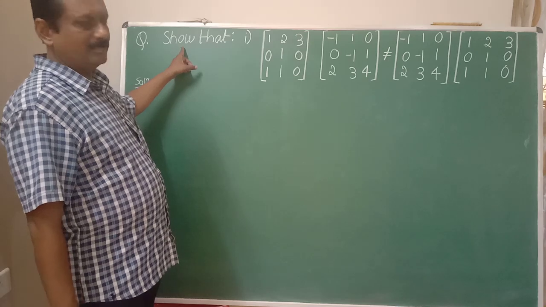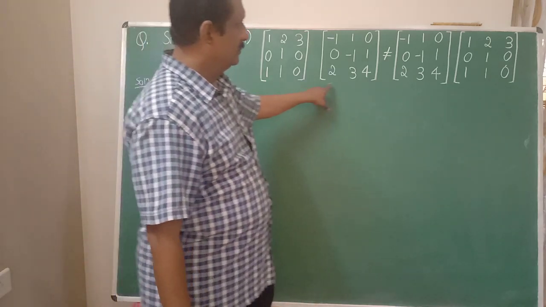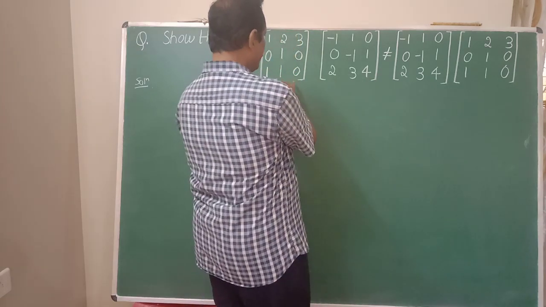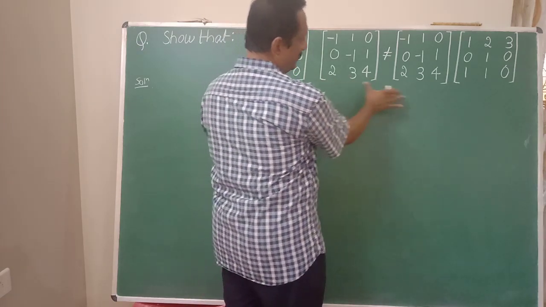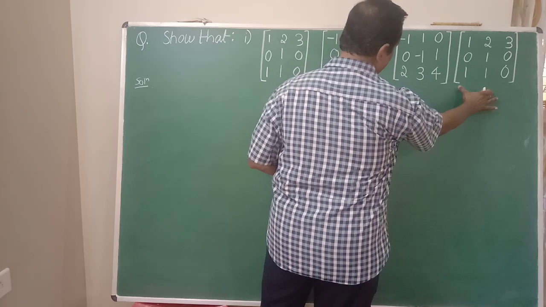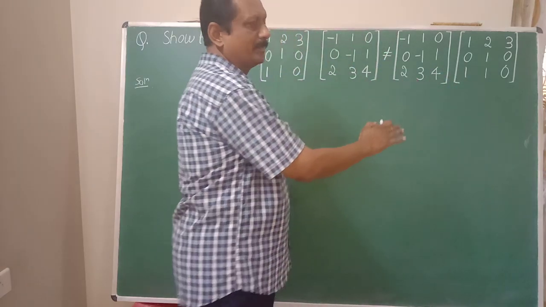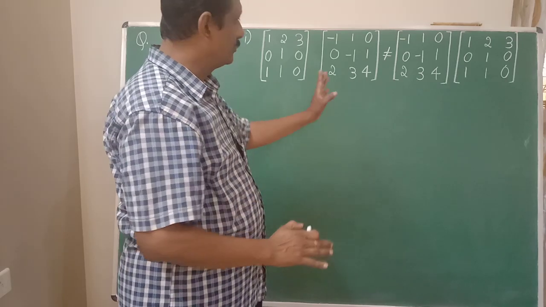Okay, in this example, prove that LHS is not equal to RHS here. Because here this is matrix A, this is matrix B, and this is matrix B and this is matrix A here. So AB is not equal to BA. So the commutative property is not satisfied here. We have to prove that result here.